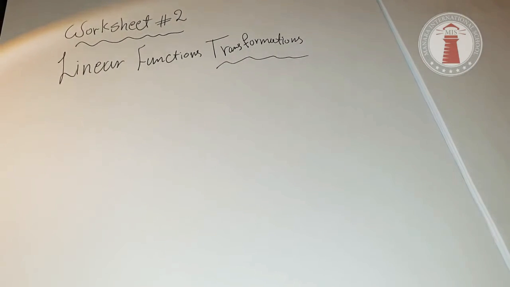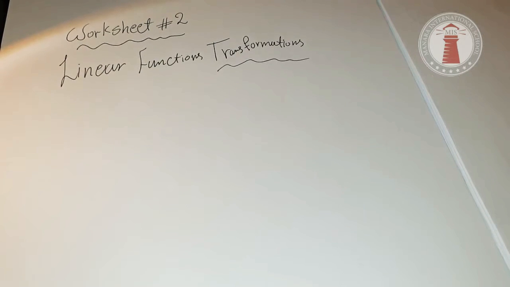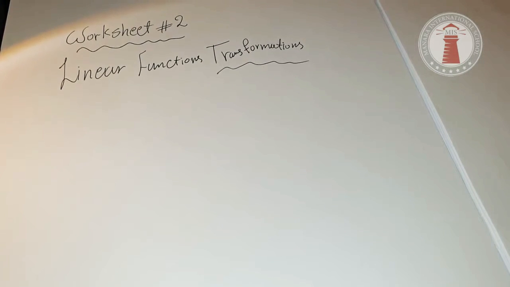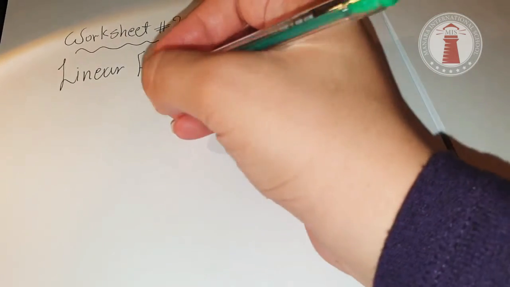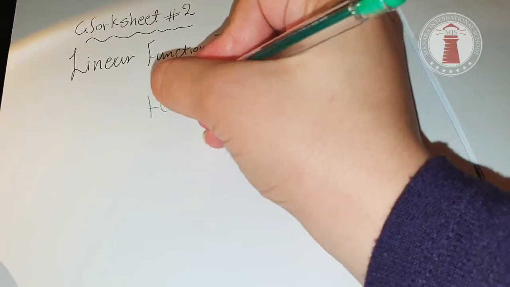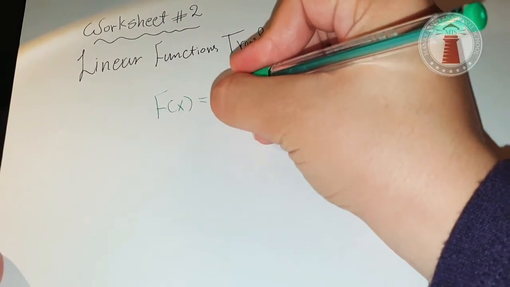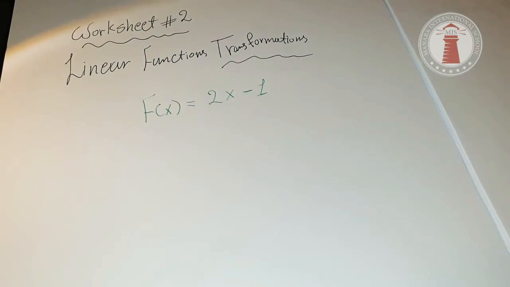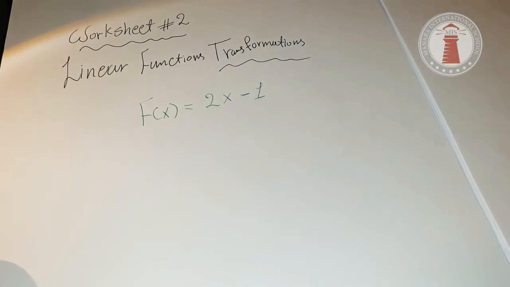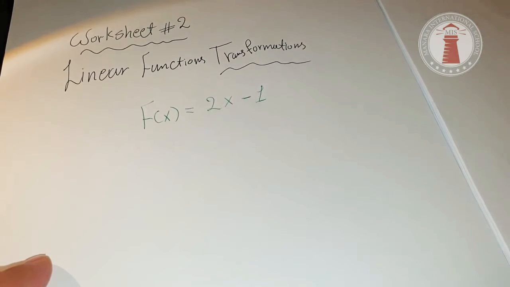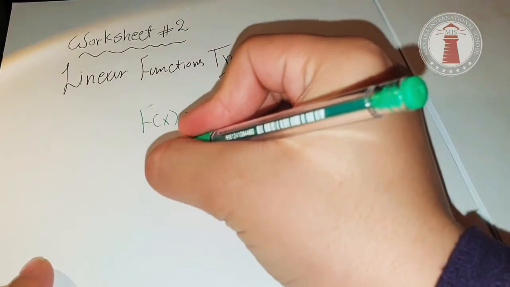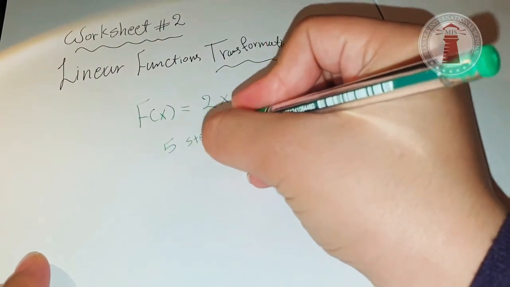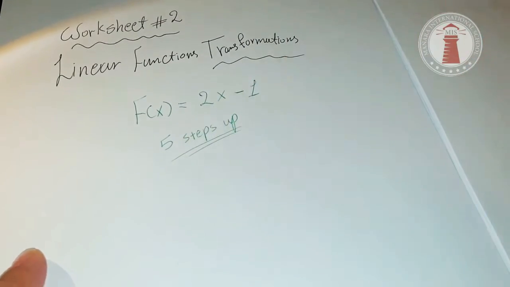Let's start with, okay, sorry. Let's start with this example. Let's say we have an original function that is f of x equals 2x minus 1. This is the original function, and this function was translated up 5 steps. Okay, so we have 5 steps up. That's written in the worksheet in front of you.